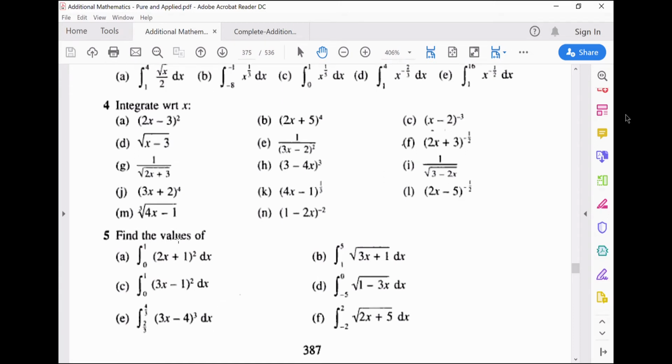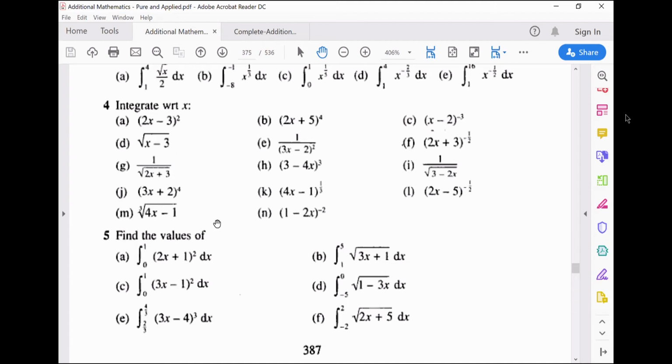So let's start. Maybe the back of the book is one. Which ones do you want me to do? 5A and 5C. Which ones do you want me to do?